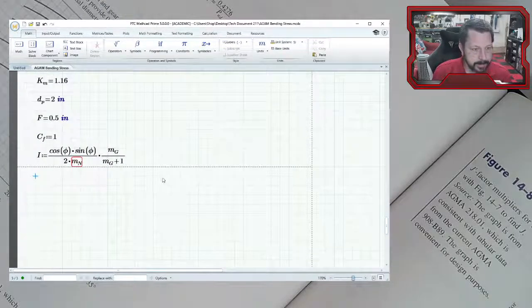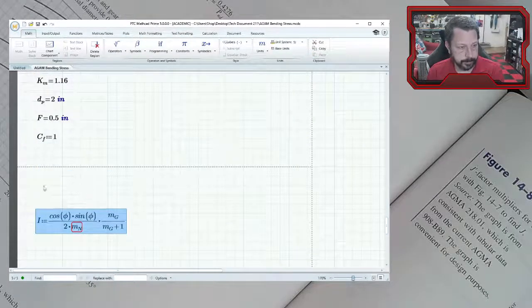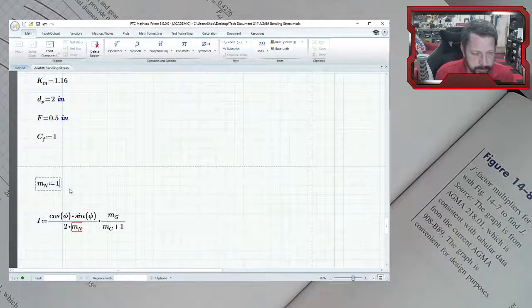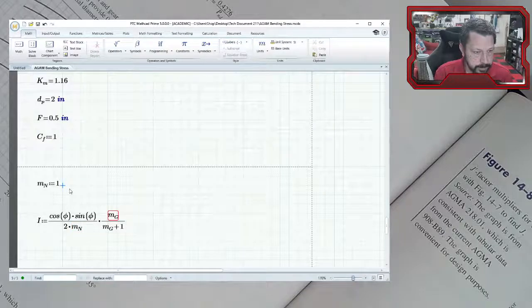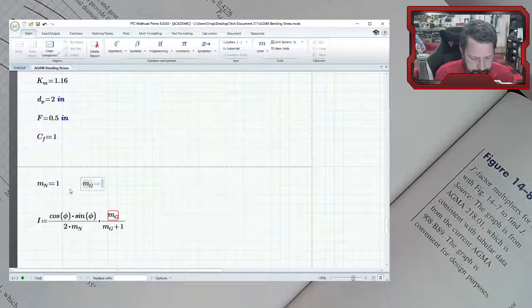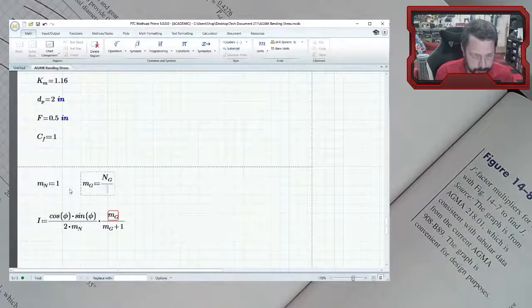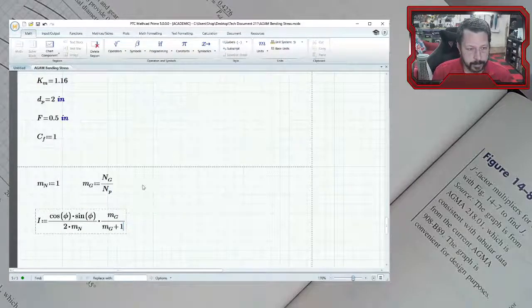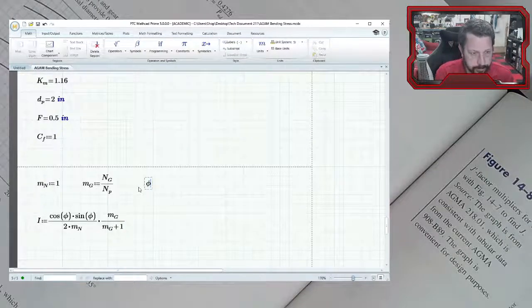Now, like I said, it doesn't know MN. That one is 1 for spur gears. We didn't put MG in. We had NG over N, and I believe I used a lowercase p. And already did the, let's go ahead and show the pressure angle just so that we have it.